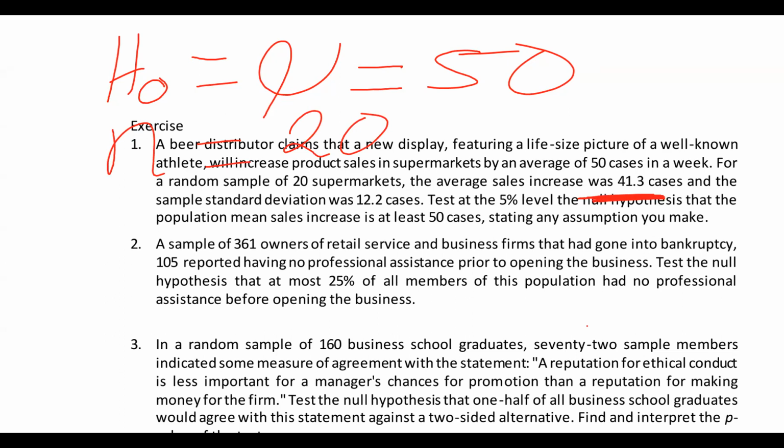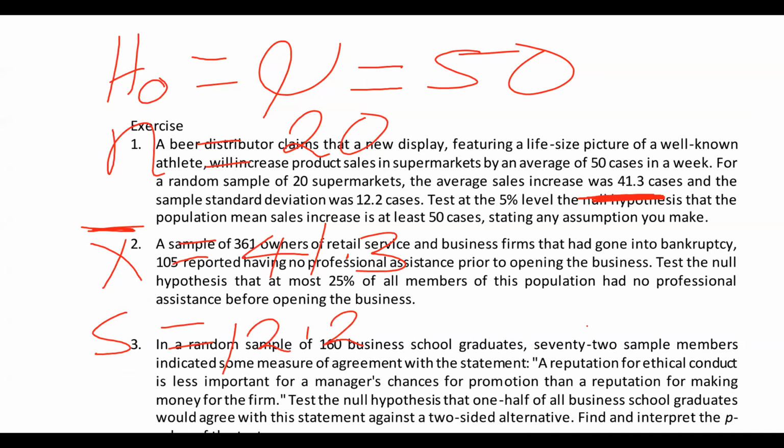I want us to participate. The mean. This is the mean from the sample. This is a sample mean. It's 41.3. And the standard deviation, the sample standard deviation. Now listen, the sample standard deviation is represented by this small s. The standard deviation is 12.2.